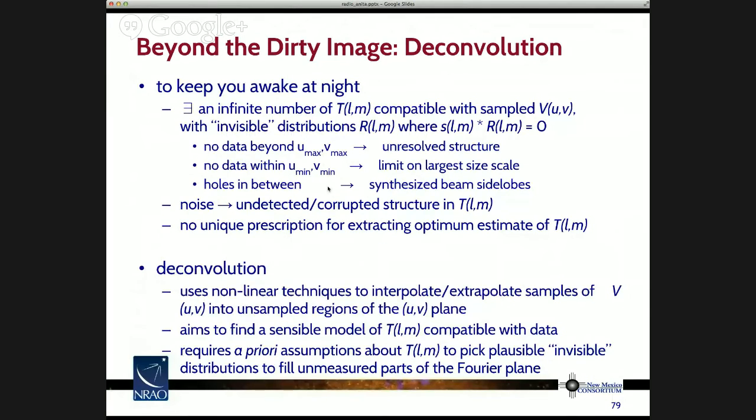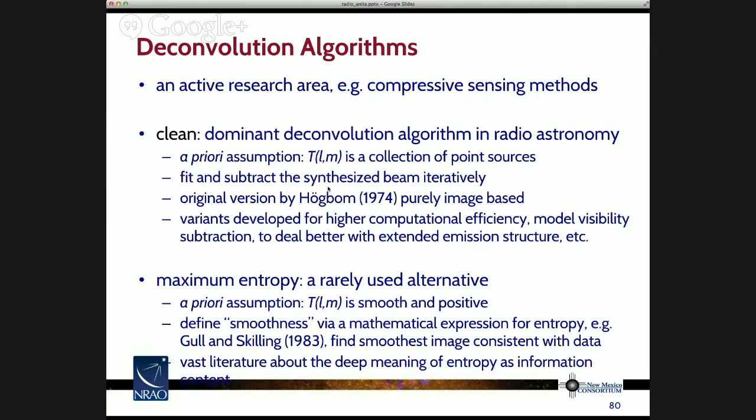So you have these regions where you haven't made measurements, and you want to know, well, what's going on in those regions? And deconvolution is your way of estimating what's happening in there. And the aim is to find some sensible model of the sky brightness distribution that's compatible with the data. But it's not a unique model, and it requires some kind of assumptions about the sky brightness distribution to pick plausible invisible distributions that fill those unmeasured parts of the visibility plane. Okay, so I'll just say that deconvolution is a very active area.